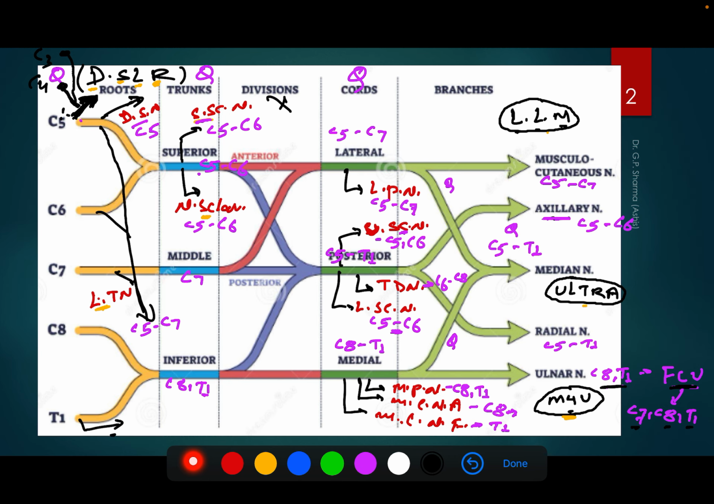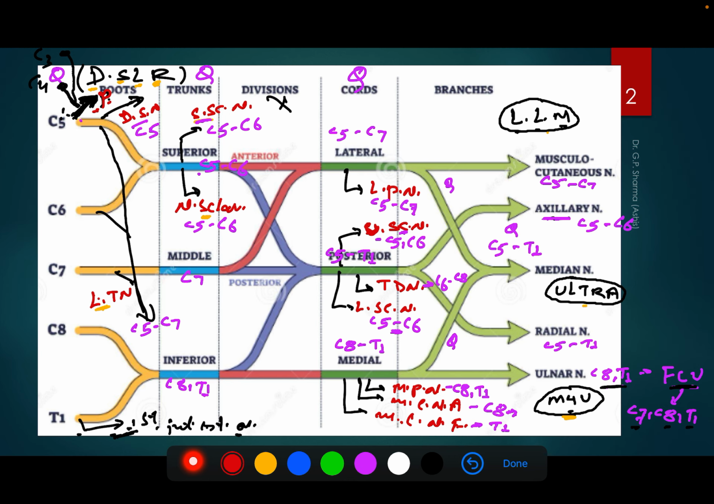And let's go to the next branch I have drawn over here. This branch is my first intercostal nerve. So this first intercostal nerve is also coming from T1, and this is going to the intercostal muscle, first intercostal space, and this is my phrenic nerve. This phrenic nerve is going to my diaphragm.